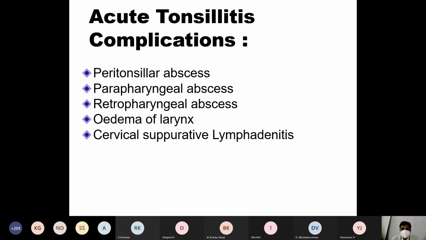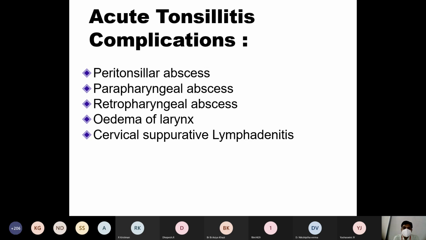For example, it can cause glomerulonephritis or it can cause rheumatic heart disease if there is a persistent or chronic streptococcal infection. So any possibility of recurrent tonsillitis with streptococci, you should be careful and you should treat it till the infection is completely gone.